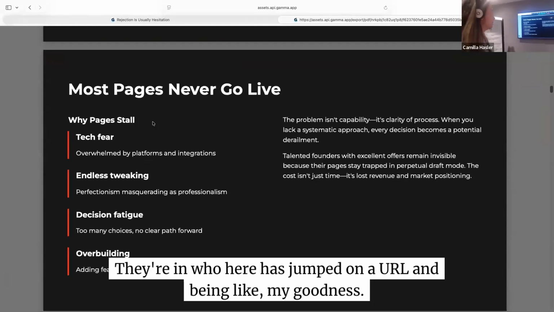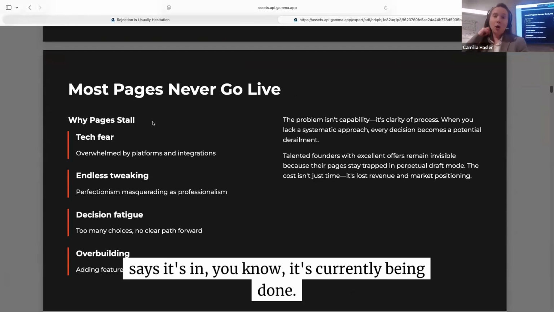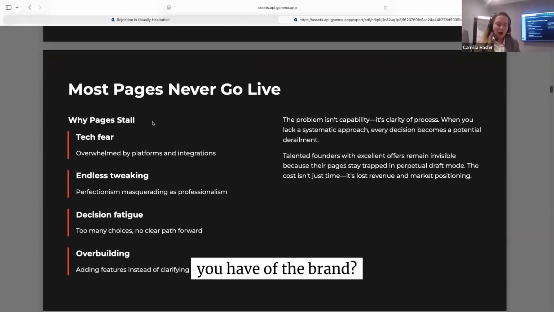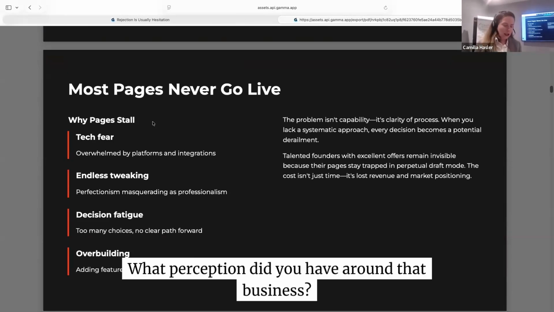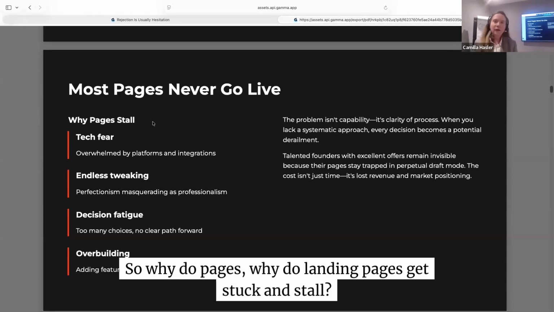Who here has jumped on a URL and been like, oh my goodness, I cannot see the website? It says it's currently being done. So if that's been you, and if you've experienced that, what perception did you have of the brand? What perception did you have around that business? Was it critical? So why do landing pages get stuck and stall?